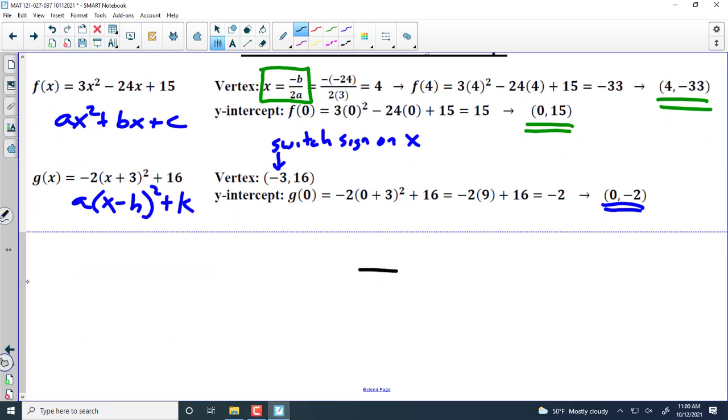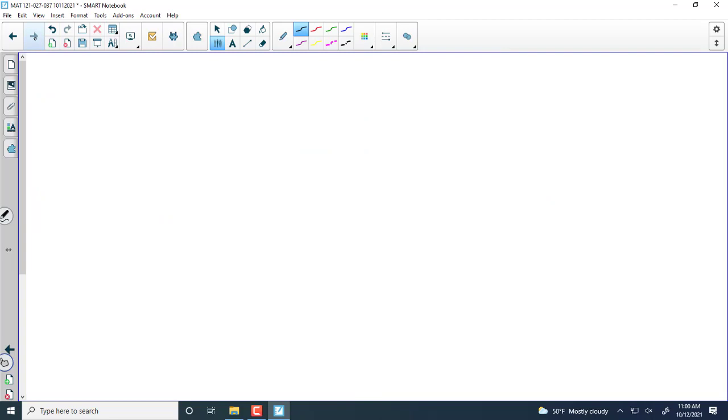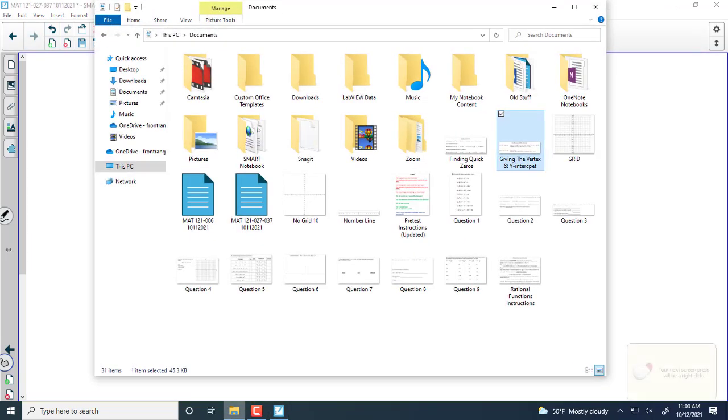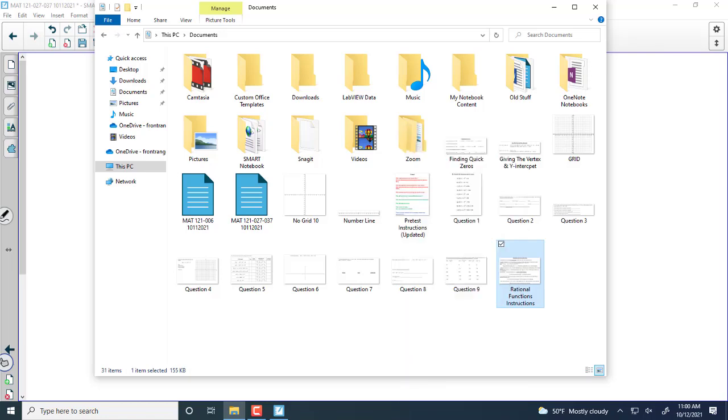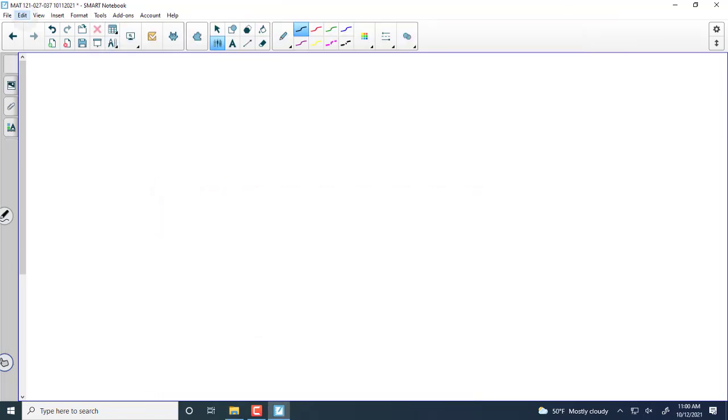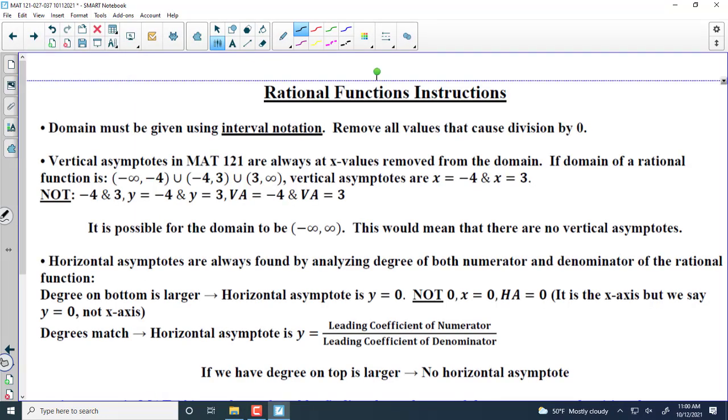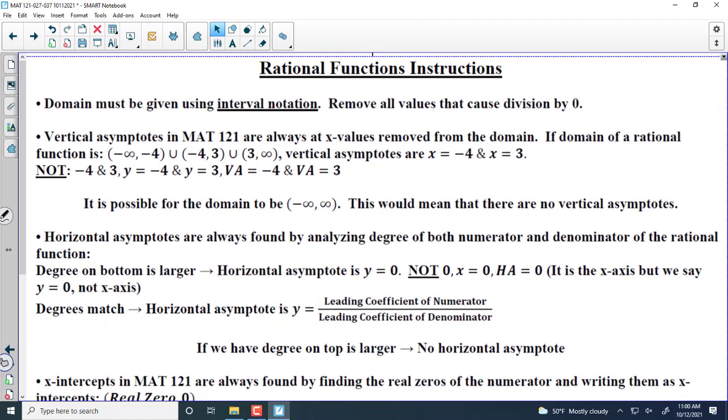Finally, and I know you're not going to try and feverishly copy this all down right now, because it's quite a bit of information here, but I want this to be in your notes, and we'll talk about it a little bit. I just want to go over the rational function instructions real quick again before we take our pretest.